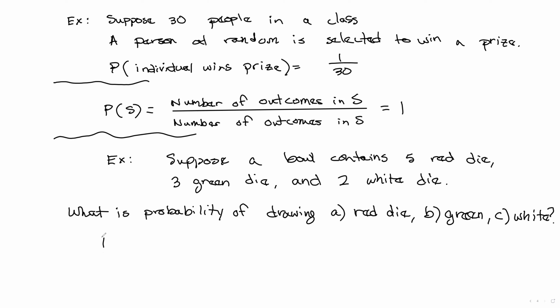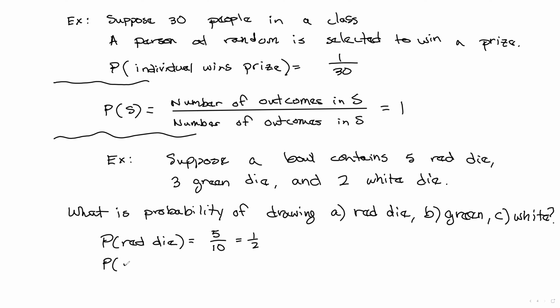All right, so the probability of drawing a red die. I think about how many things are in the sample space. If you went through and numbered the red die, red die number 1, red die number 2, number 3, number 4, number 5, then in the event space there are 5 red die. And the sample space has 10 total die. So you get 5 over 10, or 1/2.